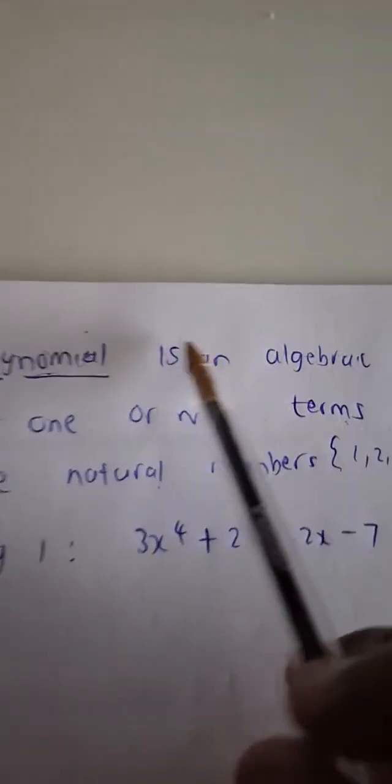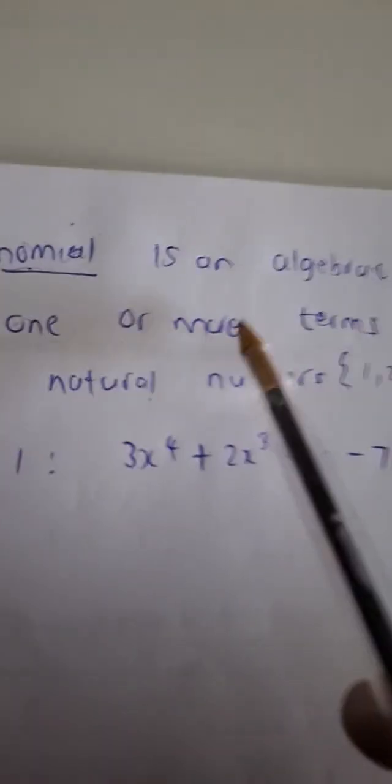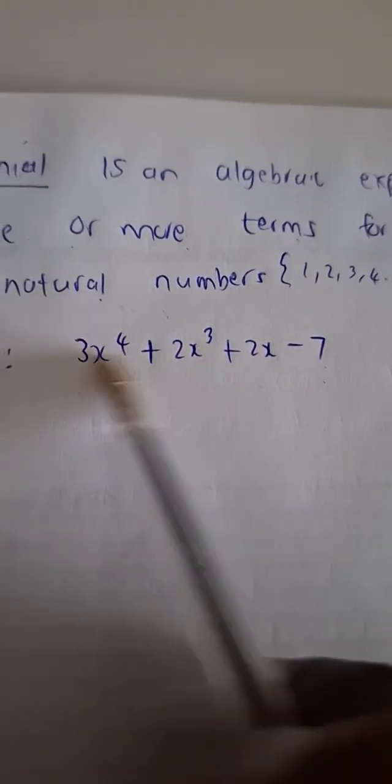Those are natural numbers. So an example of a polynomial would be 3x to the power 4, for instance, plus 2x to the power 3 plus 2x minus 7. We regard this as a polynomial. This is an algebraic expression because it has letters and numbers, consisting of one or more terms. How many terms do we have here? 1, 2, 3, 4 terms, because the plus and minus will separate the terms.